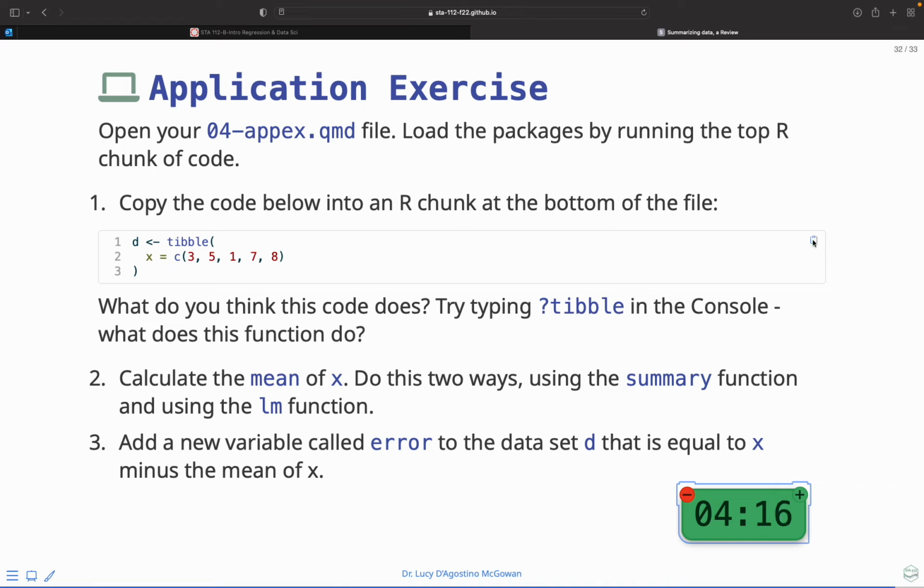And again, anytime you need to copy code from the slides, you can click this little copy button at the top, and it'll copy all the contents if you don't want to have to highlight it.